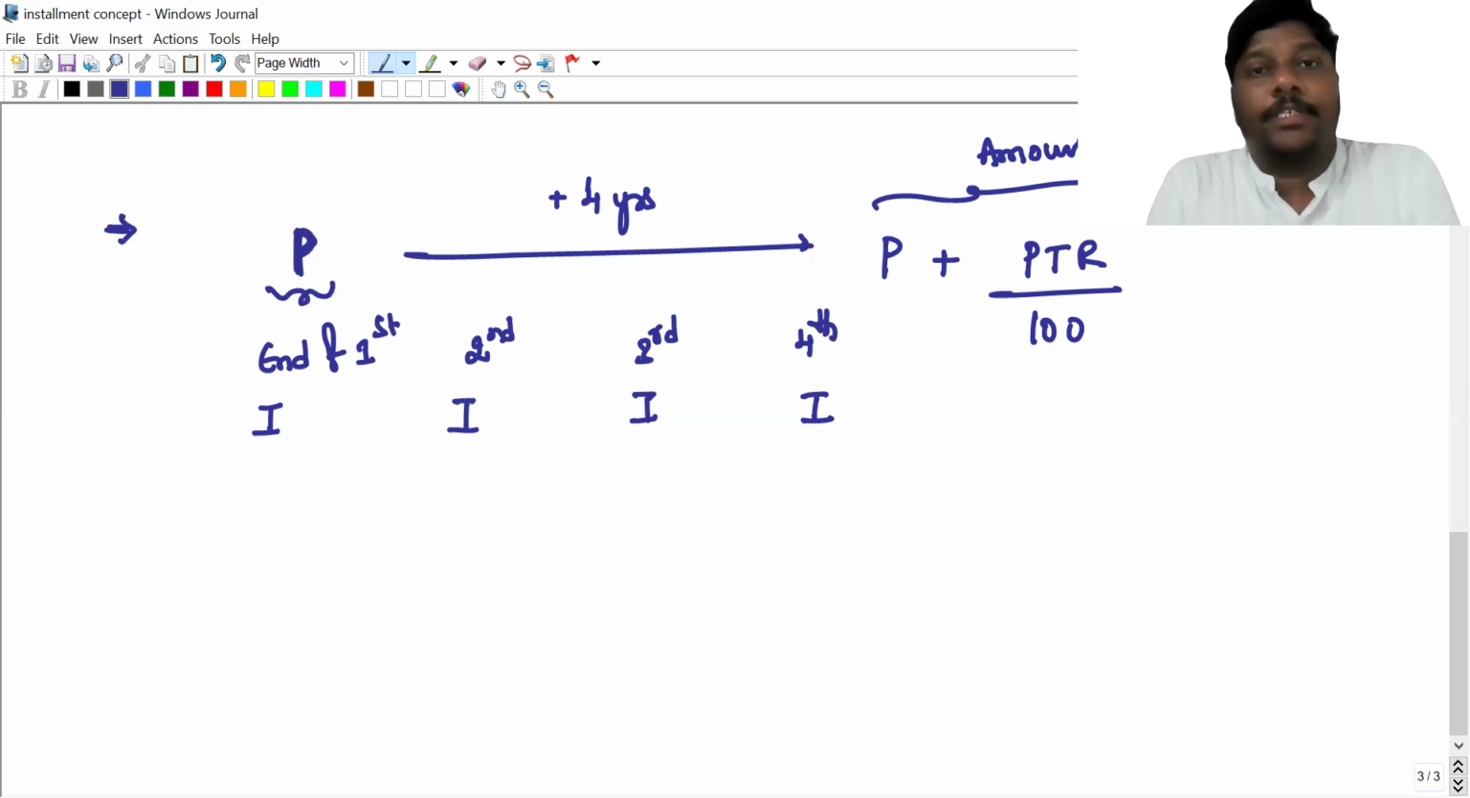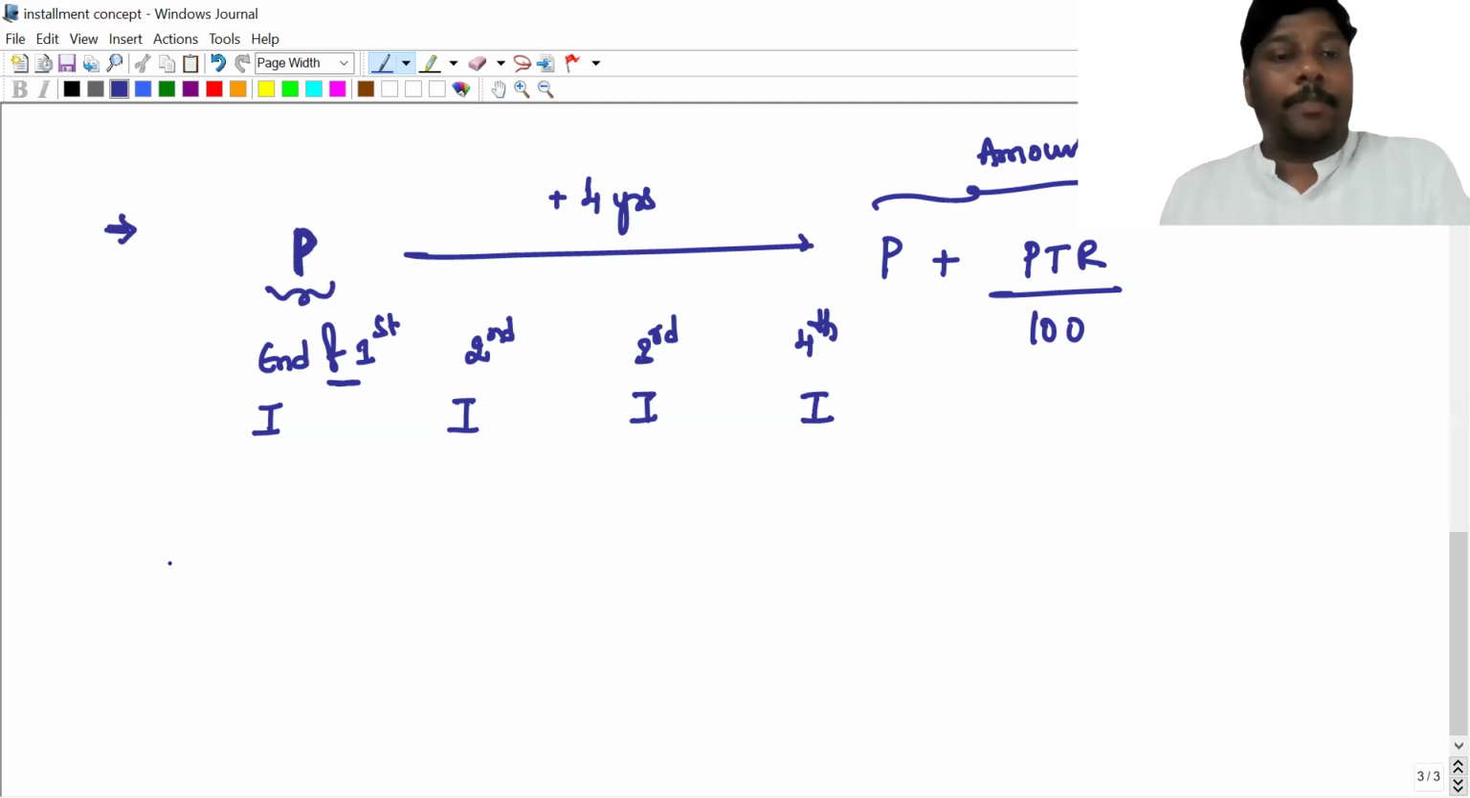Now you are paying the first installment at the end of first year. Here is a small concept: assume that the first year installment you are putting in a bank. You are putting it in a bank at the end of first year and you want it at the end of fourth year. We put it in the bank in the first year, and we need it at the end of fourth year. Till the end of fourth year, there will be 3 years of time here.